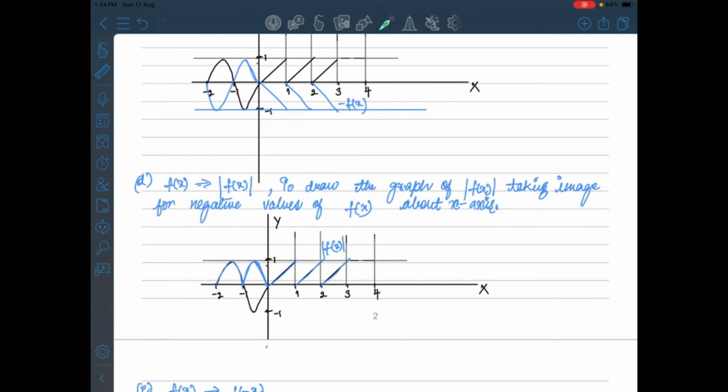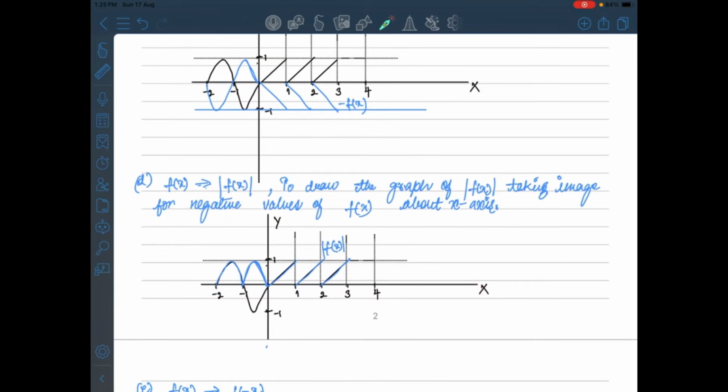So how to draw the mod graph? In simple language, if f of x is x, then mod f of x is equal to mod x. You know that mod will always give you a positive value. So if this is y and it has gone to mod y, then of course the value should always be greater than or equal to 0. So this transformed graph will always be above the x-axis. That much is the first understanding we need to have.